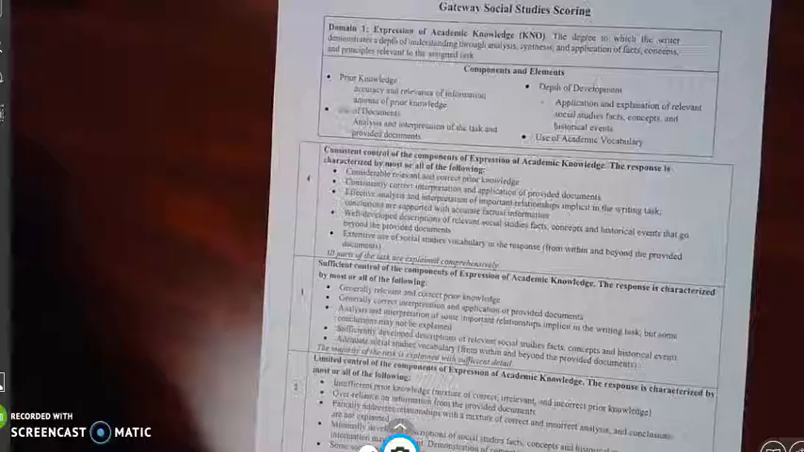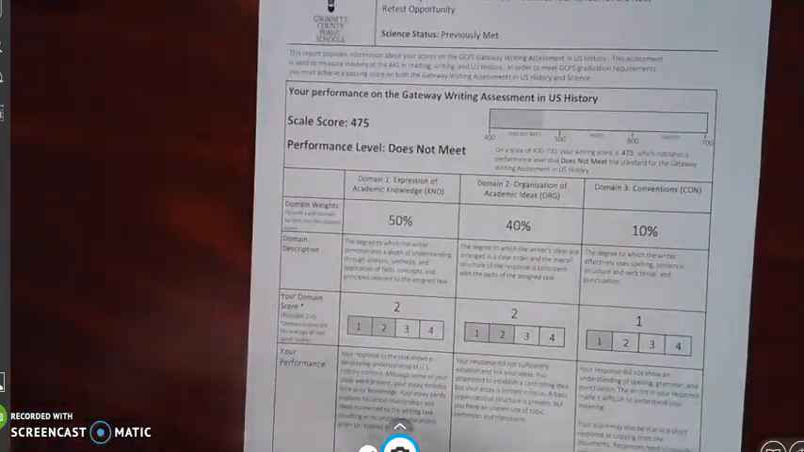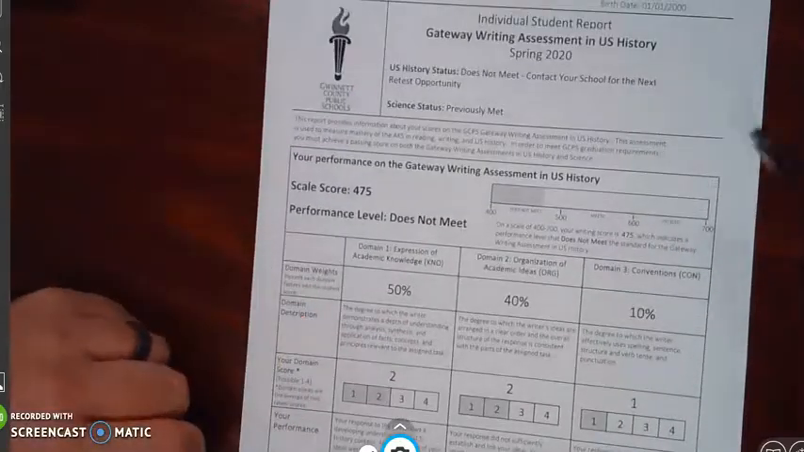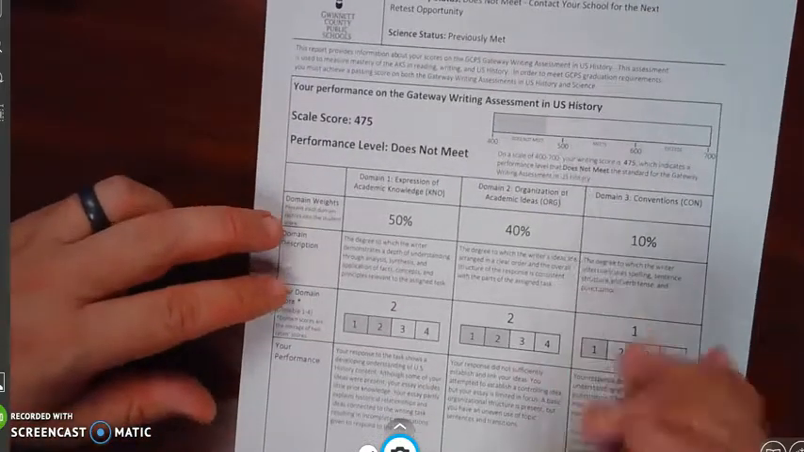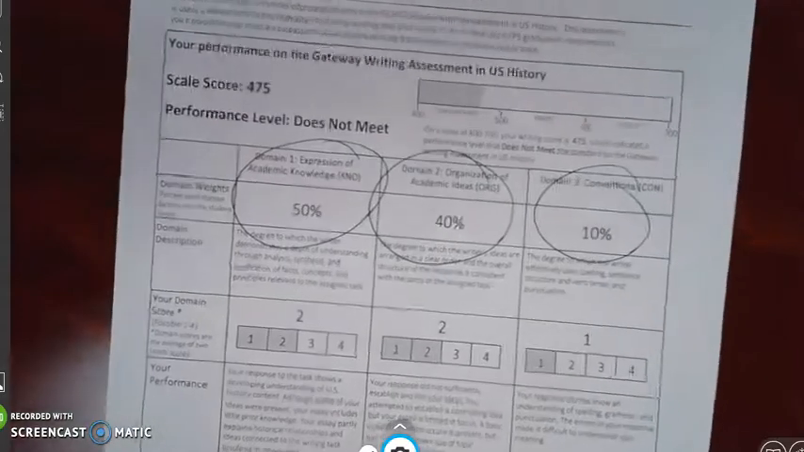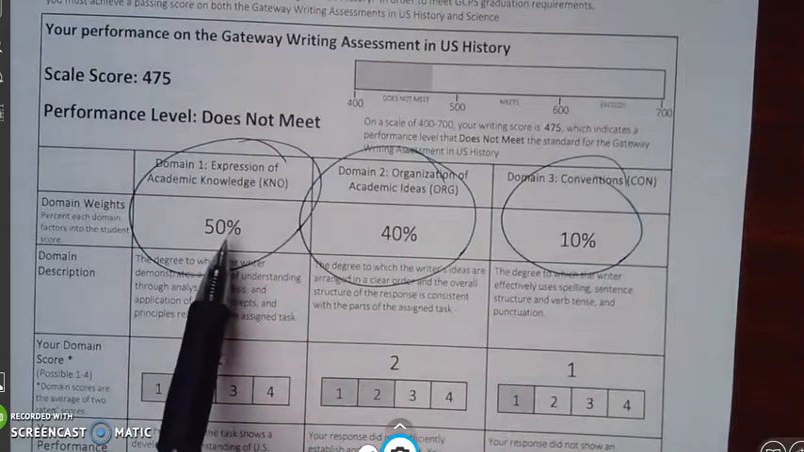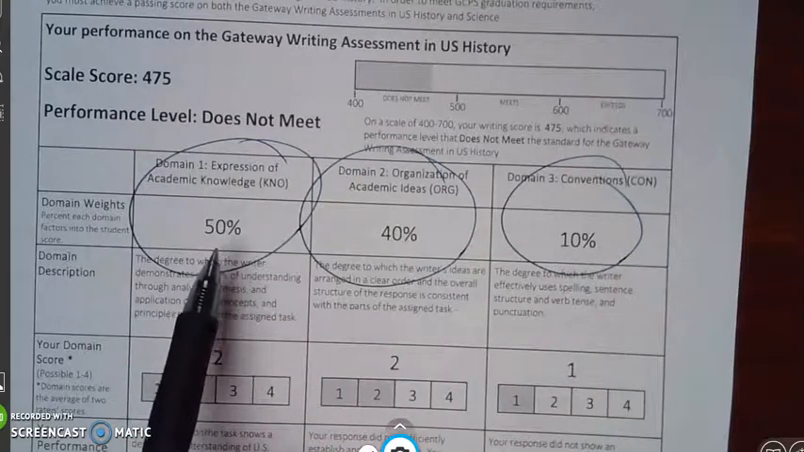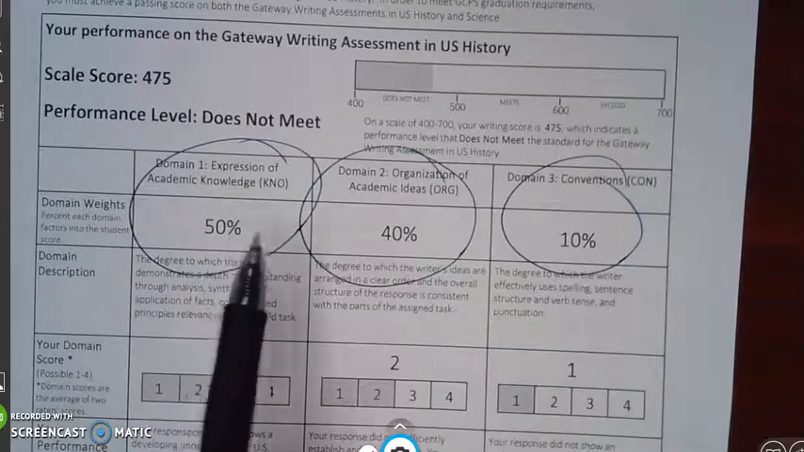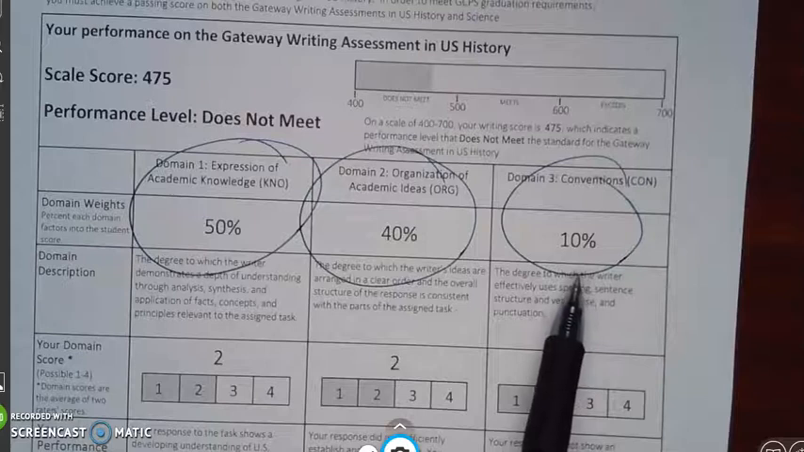So speaking of the new domains, there's only 3 this time. This is a sample. This isn't anybody's actual student report. But I want to really point out to you here the 3 domains. I want to focus on those a little bit. I'm going to move in closer here. So we're going to get into this more, but now this domain 1, the expression of academic knowledge, is worth 50% of your score. And this is the social studies information. This next one is the organization of your academic ideas. That's worth 40%. And then the last part here, the conventions, that's worth 10% of your overall grade.